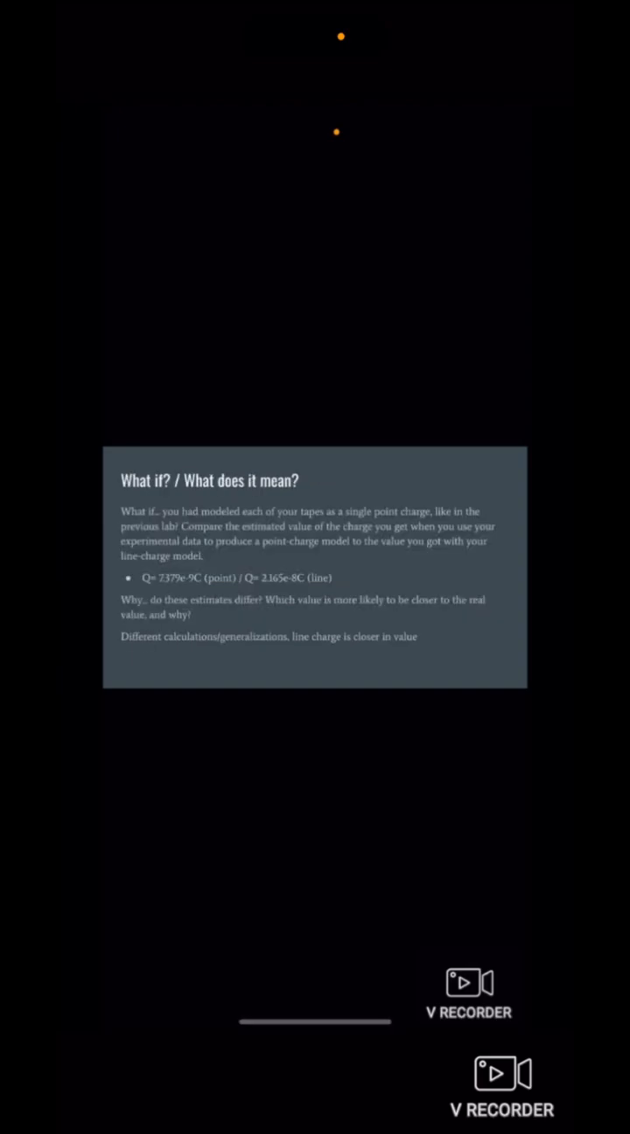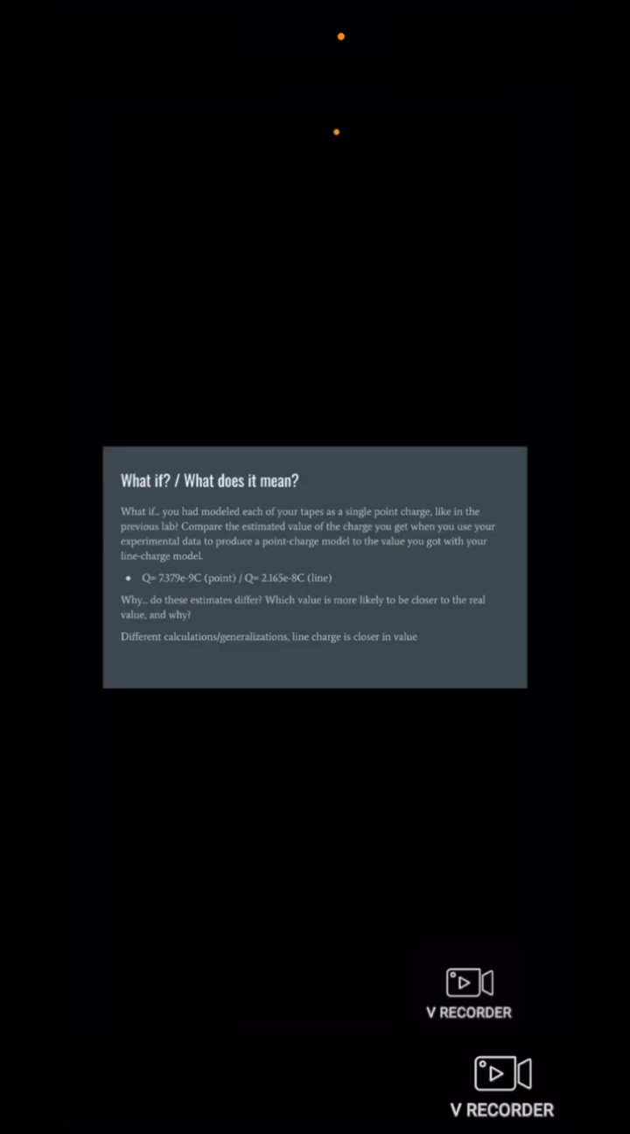Now, for what if and what does it mean? So what if you modeled each of the tapes as a single point charge like in the previous lab, and then estimate values for charges? So yeah, that's pretty much what we ended up getting. It was 7.379 times e to the negative 9 coulombs for a point charge. And you can see a very, very big difference for the charge that we get from a line. And that's just because these are different models with different assumptions, and so it really does produce a big difference.